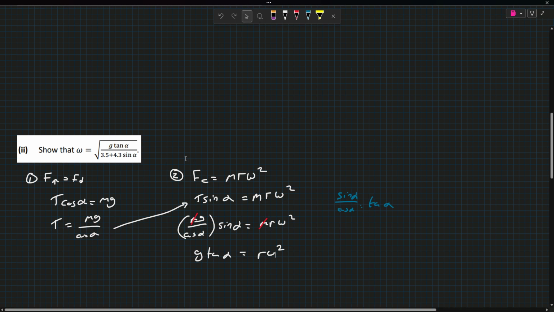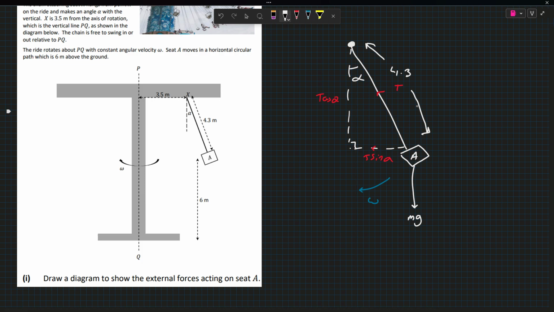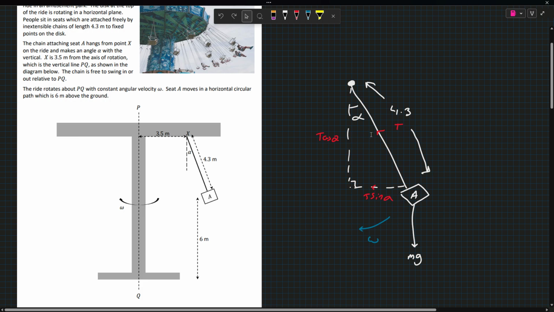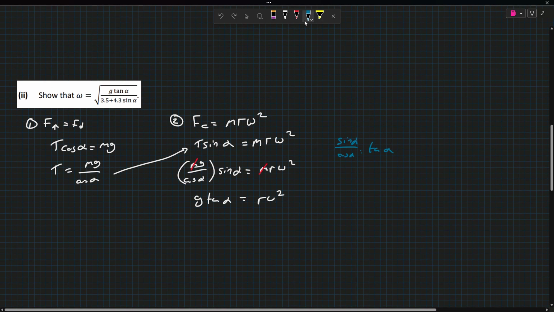But how do you get 3.5 plus 4.3 sine alpha? Well, if you can imagine this swing going in and out, the distance from P to X is a constant 3.5 meters because it's not like the hinge point is moving. The seat will move, and if it moves out this way, the value of sine alpha will get bigger and bigger. So we actually have a component of sine alpha working on the radius of motion. So this length here would be 4.3 times sine alpha. So r is 3.5 plus 4.3 sine alpha.